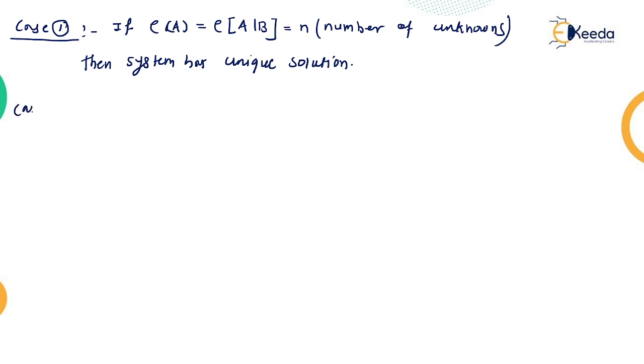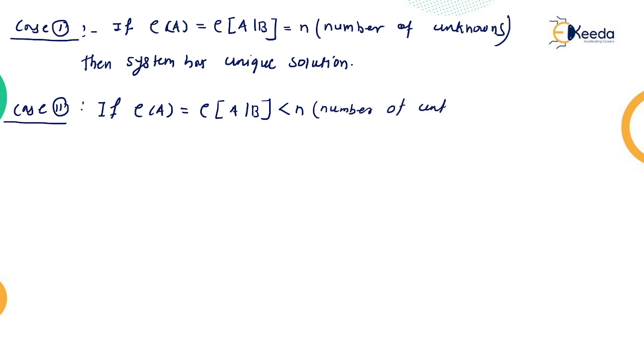And case number 2 we discuss here, depending on the rank of the matrix. Case number 2 is if the rank of matrix A is equal to the rank of augmented matrix AB and is less than the number of unknowns. I am saying here it is less than the number of unknowns. Then the system has infinitely many solutions.